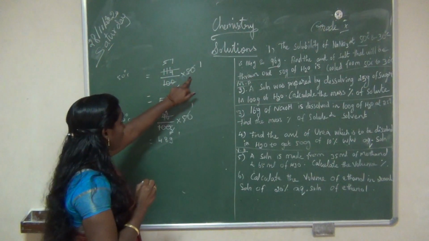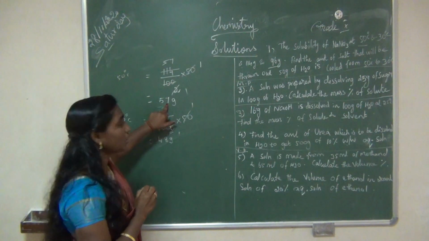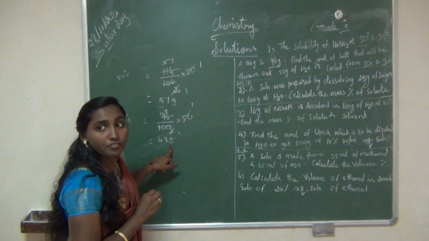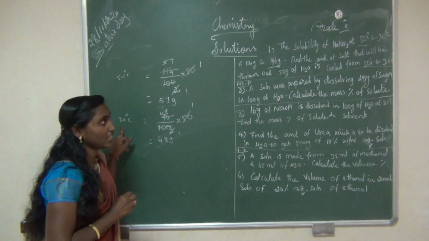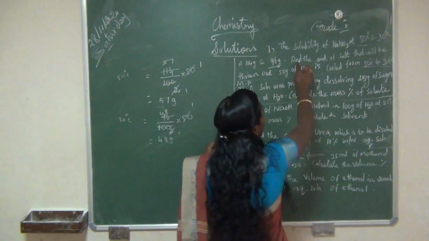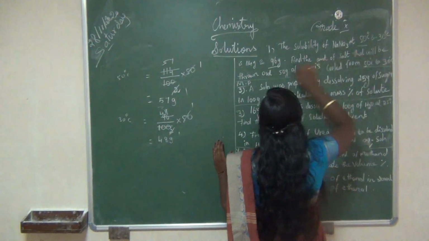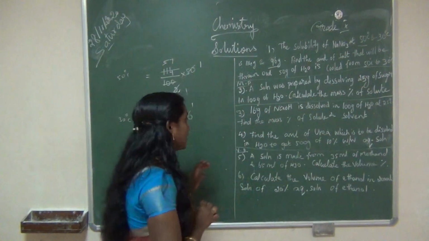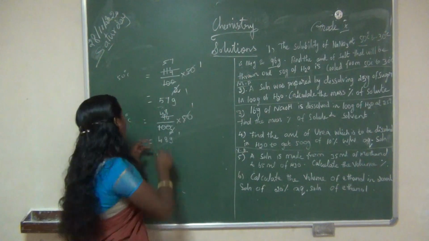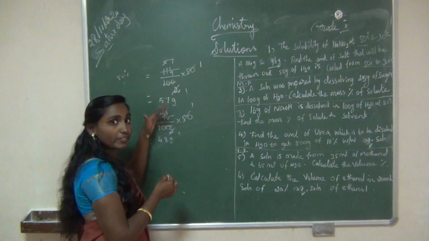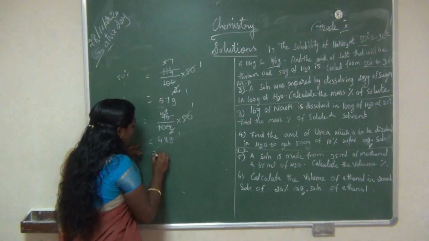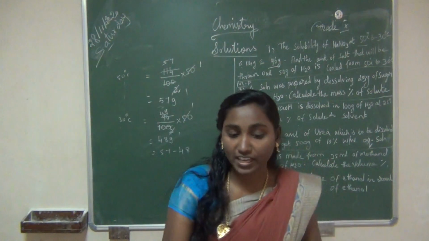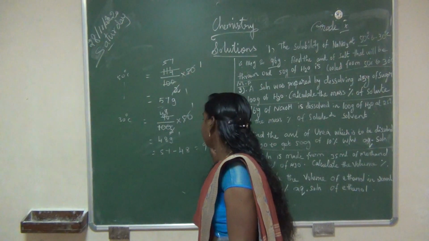So here 50 gram of water can dissolve 57 gram of salt at 50 degrees Celsius. Here 50 gram of water can dissolve 48 gram of salt at 30 degrees Celsius. Then next, what we are going to find out? Find the amount that will be thrown out when cooled from 50 degrees Celsius to 30 degrees Celsius. So this difference we are going to find out, 50 to 30. What we can do, we can subtract: 57 minus 48, you will get the answer 9 gram.